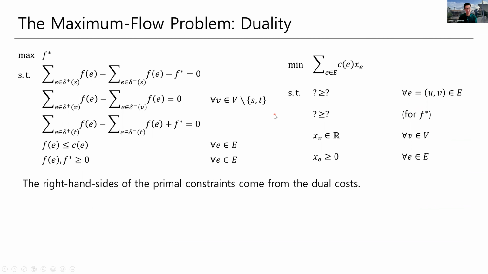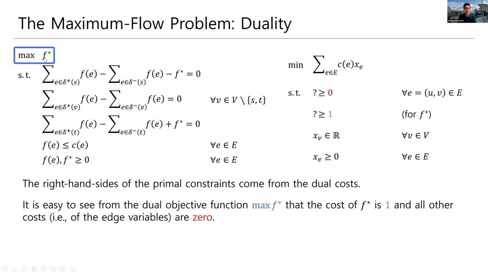The right-hand sides are easier. Remember that the right-hand sides of the primal constraints come from the dual's costs, and the dual objective function is very, very simple. It puts a cost of f star as 1, right? It's 1 times f star, and then there's nothing else there, so the other costs are 0. This maps over to here. The edges get 0 cost. F star gets a right-hand side of 1.